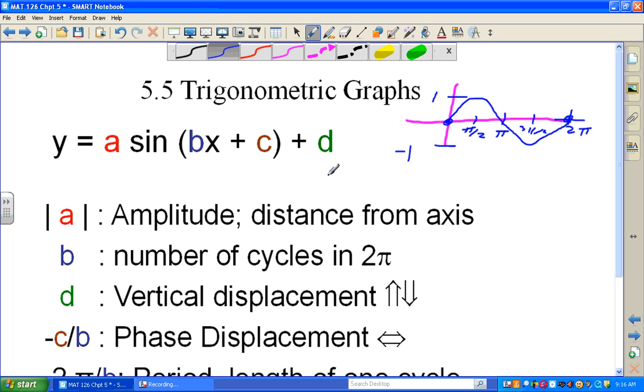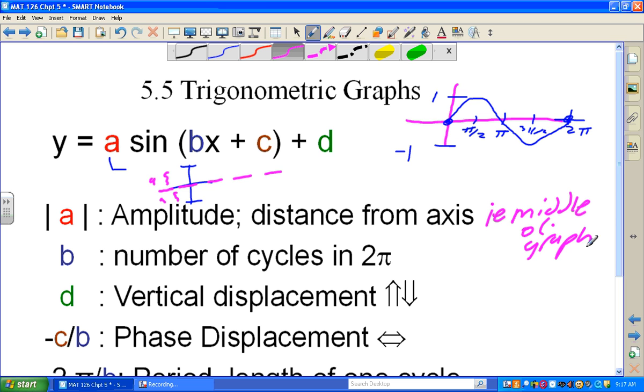That's your one cycle. The A is how far above and below the graph goes from the middle of the graph. Okay? So this is A. A is always positive. A is the amplitude, the distance from the axis, i.e. the middle of the graph. That's what A does. It's the amplitude, kind of like an amplifier.